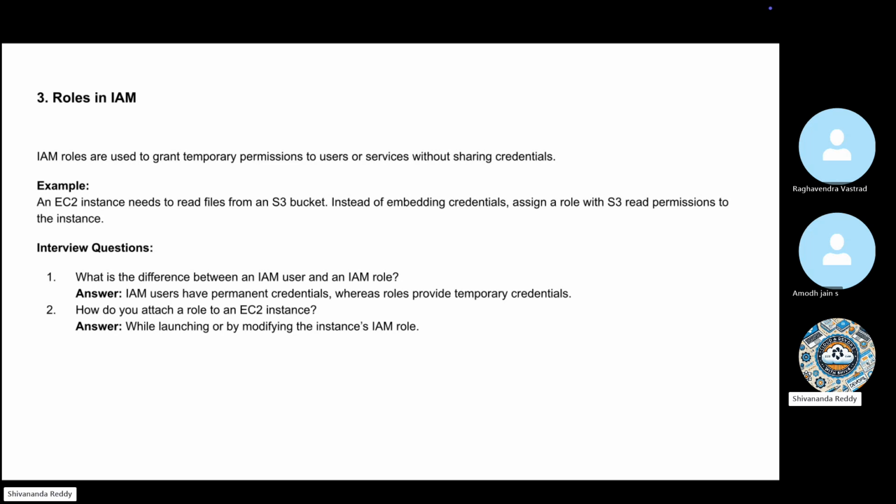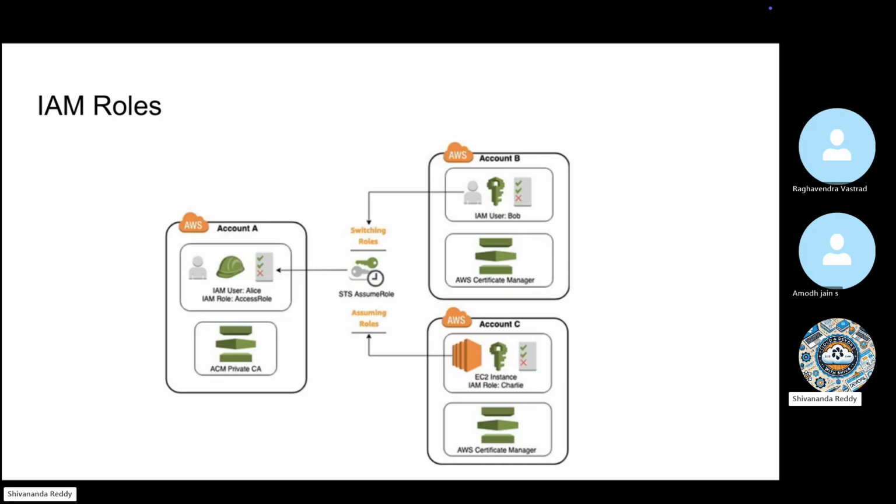Then, how do you attach a role to an EC2 instance? By launching the instance with an IAM role or by modifying the instance's IAM role. When you're creating a server in AWS, you will get an option to attach the role. We'll discuss how to do that in an upcoming class.